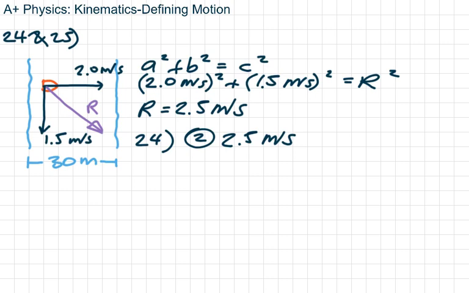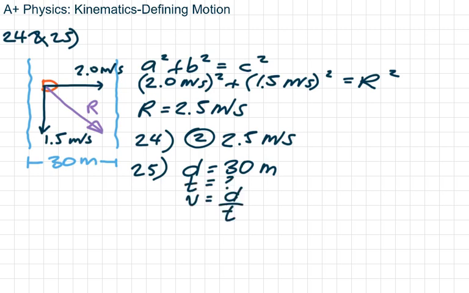Now 25 is supposed to be a simple question, but people always mess this one up. It says how much time is required for the boat to reach the opposite bank of the stream. Well, I know from one bank to the other bank is 30 meters, so that's how far it needs to go. Then it wants to know what's the time. And we can use v equals d over t to figure out the time, but I have a bunch of speeds here. I have a downstream speed of 1.5 meters per second, I have a cross-stream speed of 2 meters per second, and I have a resultant from those two velocities of 2.5 meters per second.